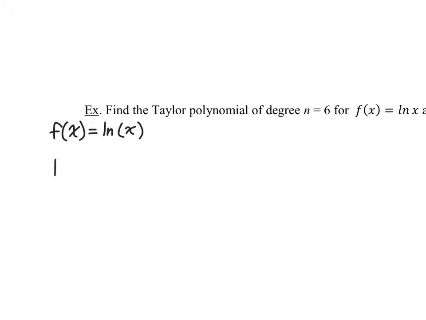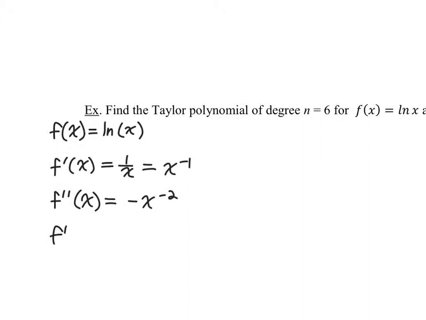I'll leave a little space. f prime of x is 1 over x. But since I know I have to take the derivative again, x to the negative first. Leave a little space. f double prime of x is going to be negative x to the negative second. Triple prime is 2 x to the negative third. And while I'm at it, let me just get one more in there. Fourth derivative.